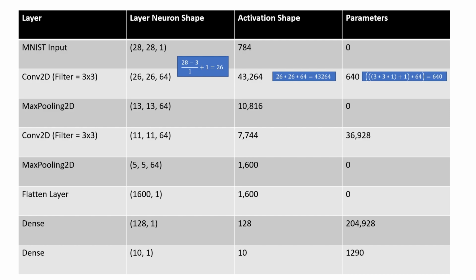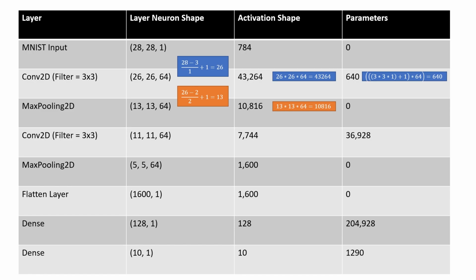After that I apply a max pooling layer of 2 by 2. So it gives me 26 minus 2, stride is taken as 2 by default, plus 1 gives me 13. So 13 into 13 into 64 gives me 10,816, parameters learned as 0, because it is a max pool.